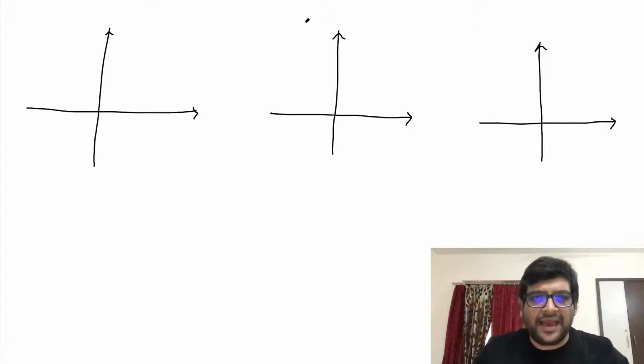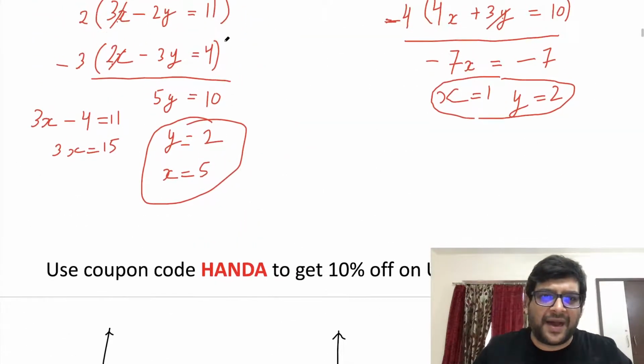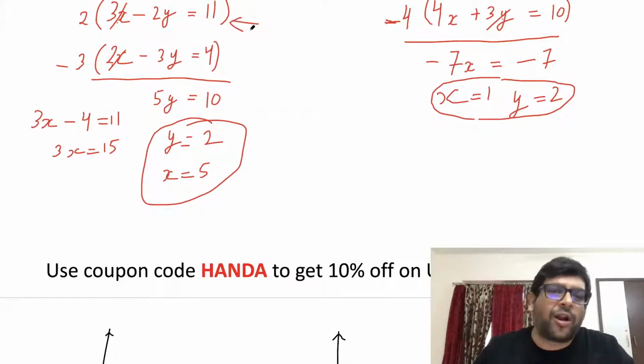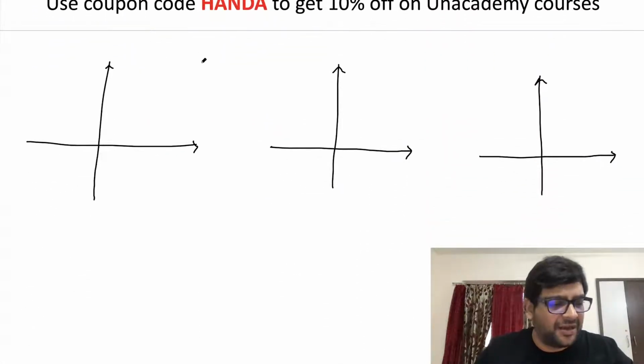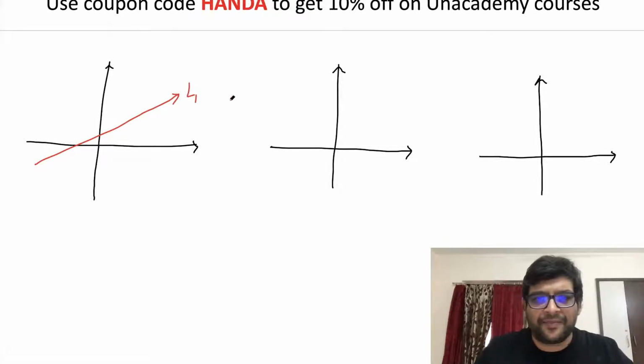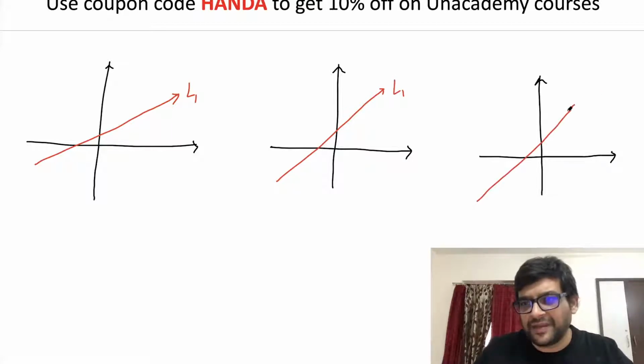Any equation in x and y, if it is linear, why is it called linear? It is called linear because it is in x and y and it will end up representing a line. So suppose this red line is my line 1. I'll make the same line again, and I'll once more make the same line.